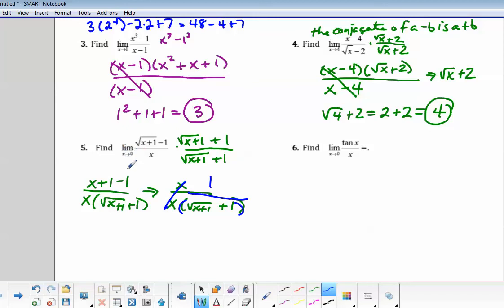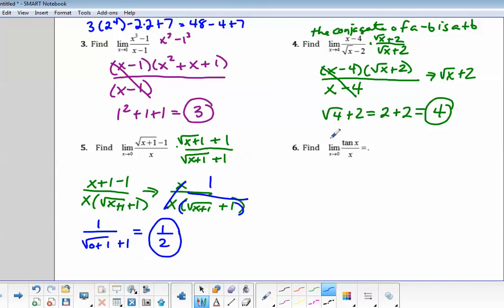So now I'm going to substitute the 0 in. I have 1 over the square root of 0 plus 1 plus 1. The square root of 1 is 1, plus another one is 2, so my final answer is 1/2.